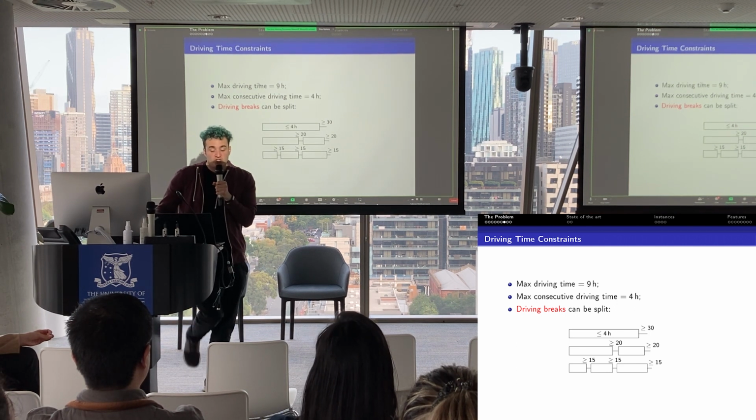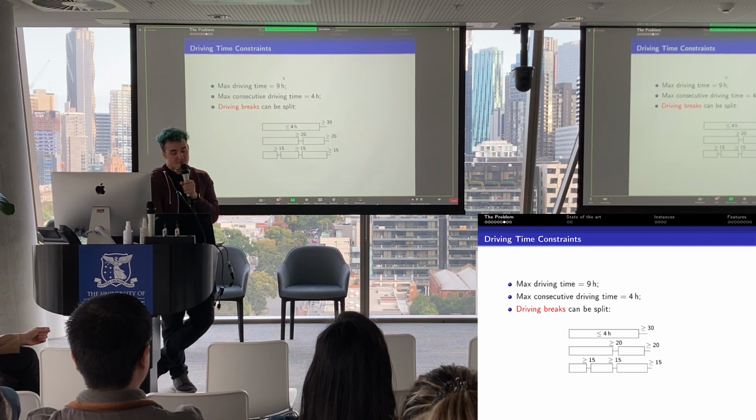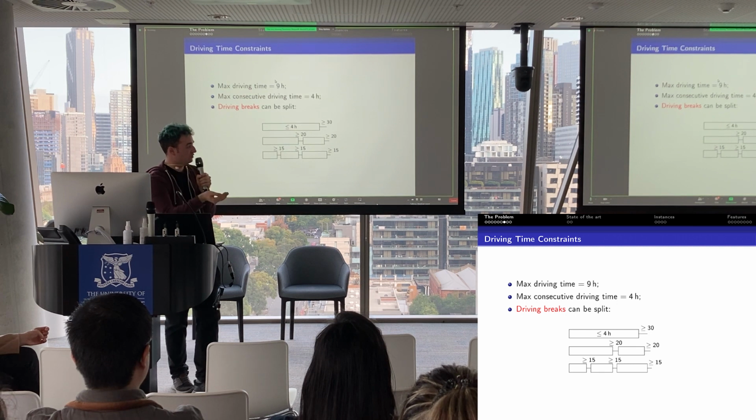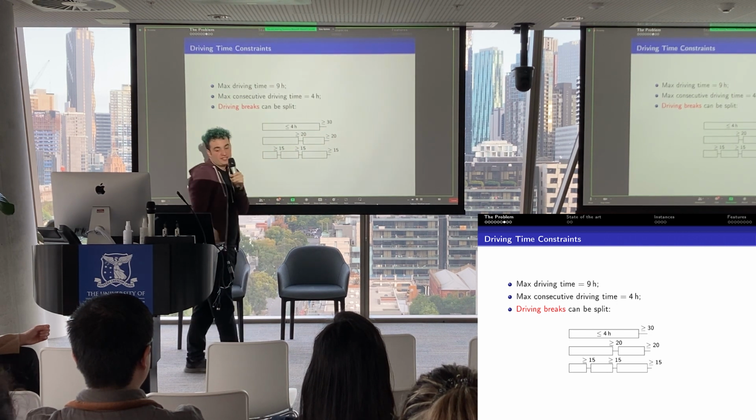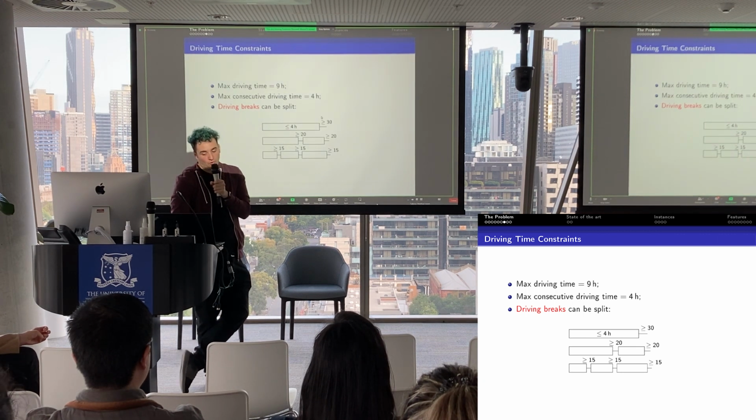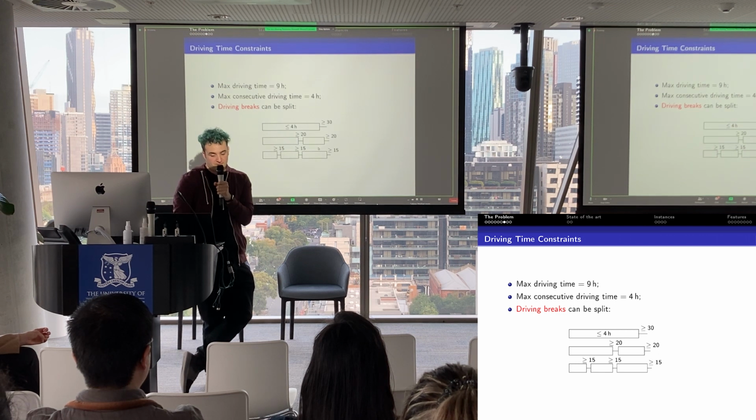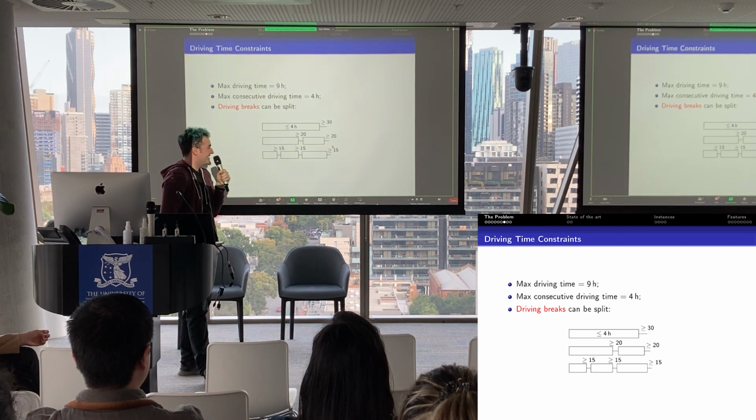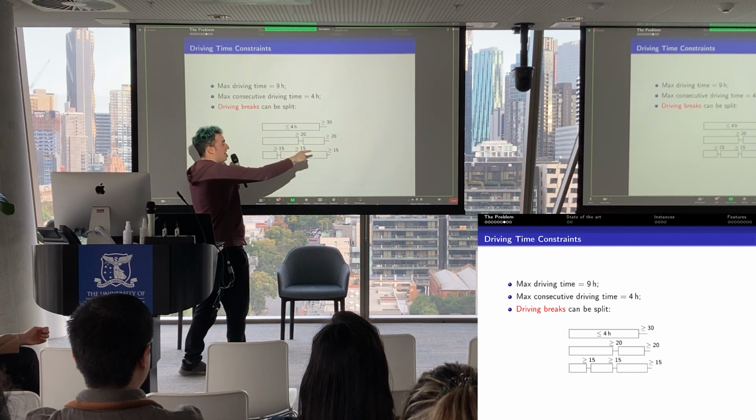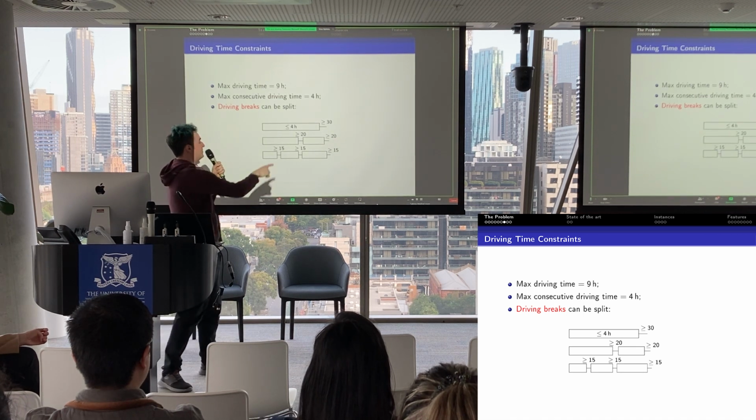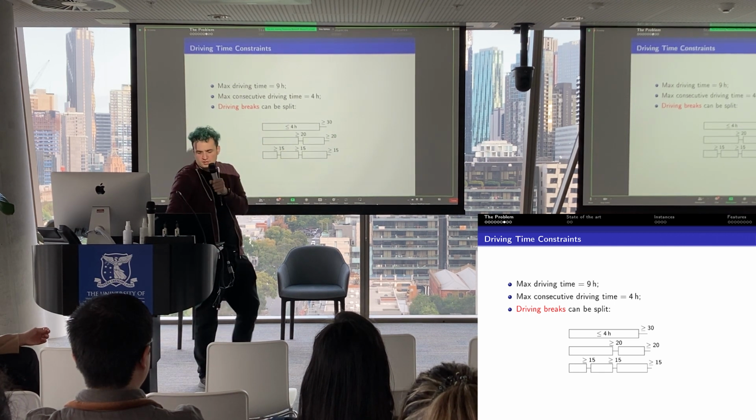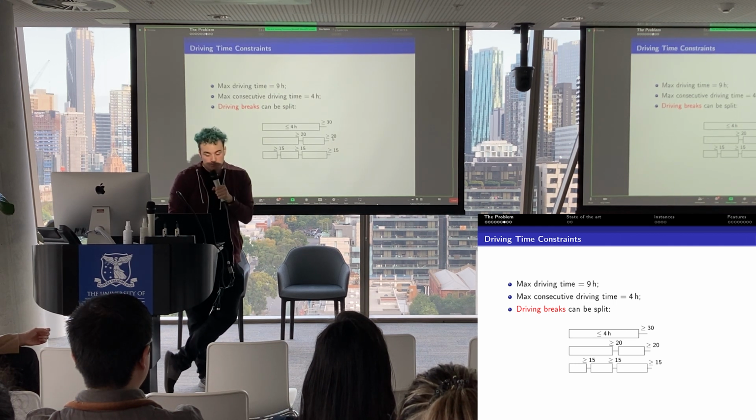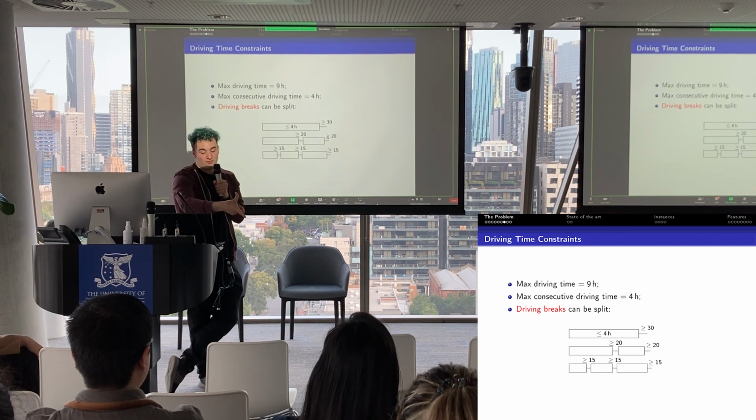Each bus driver can drive at most 9 hours, but at most 4 hours consecutively. It means that after 4 hours of driving, they have to take a break. This break can be either a break of 30 minutes, or 2 breaks of 20 minutes, or 3 breaks of 15 minutes. And this is not the end of the story, because after a driver has completed the breaks they need, the driving block of 4 hours starts again, it resets. If you do 1 hour of driving and then you complete your breaks, you can drive 4 hours again.